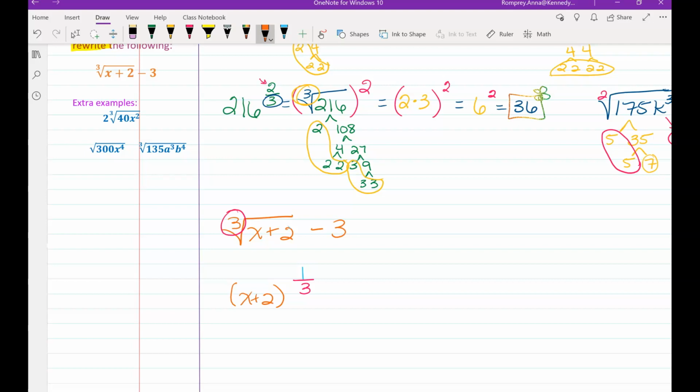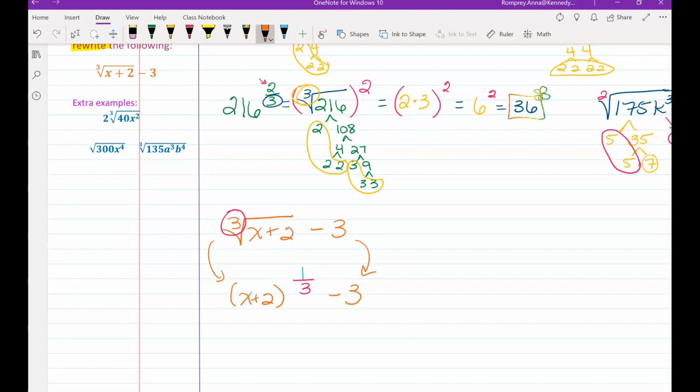If not, the only thing that 1/3 will go to is what it's touching. So if you just wrote x plus 2, only the 2 would be raised to the 1/3 power, and then we just have a -3 hanging on the end. So these are equivalent expressions.